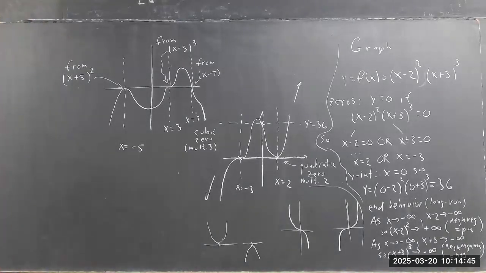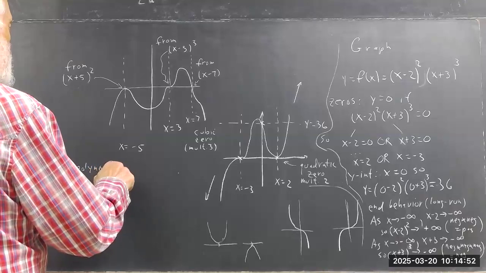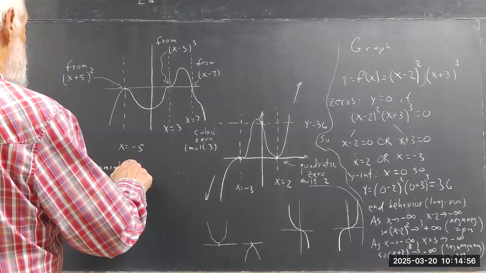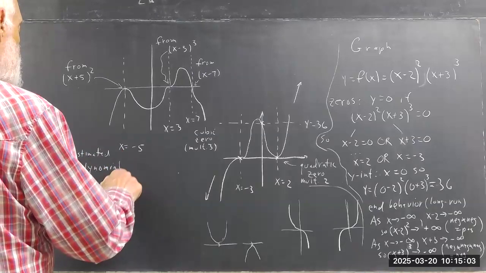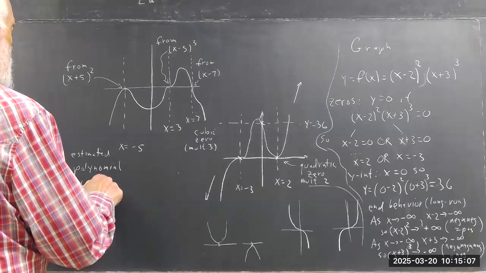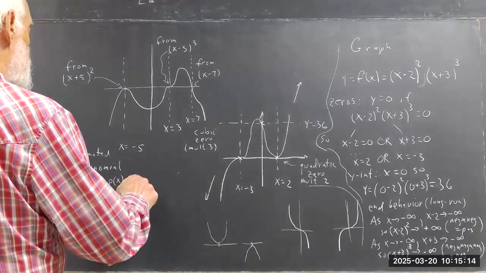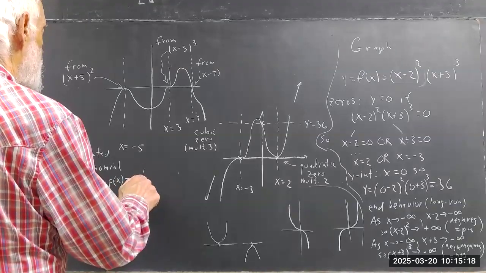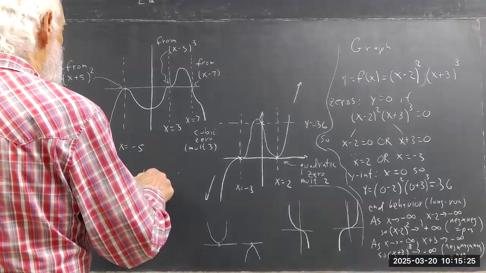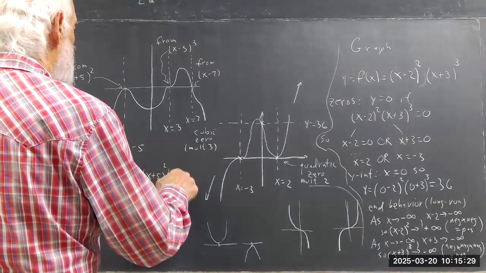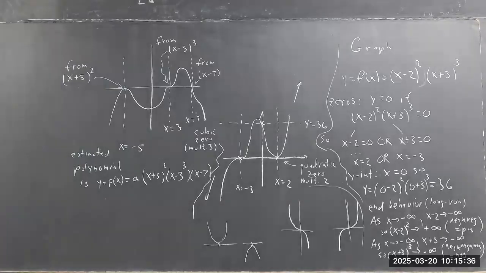Okay, so now our estimated polynomial is y equals f of x for the polynomial. And we're going to use an a out here because it's some multiple. We haven't got a vertical scale yet. Okay, y equals a times x plus 5 squared times x minus 3 cubed times x minus 7.